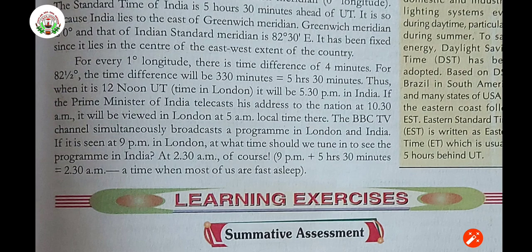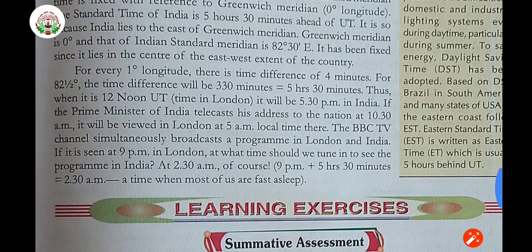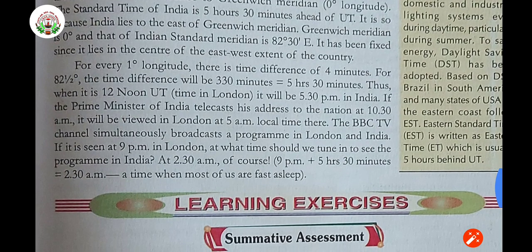2:30 a.m. of course, right? 9 p.m. plus 5 hours 30 minutes ahead. So that is 2:30 a.m., a time when most of us are fast asleep. We are sleeping at midnight, after the midnight, right? So we are 5 hours 30 minutes ahead from the universal time. Because of that only there are different time zones in every place and every country, right?